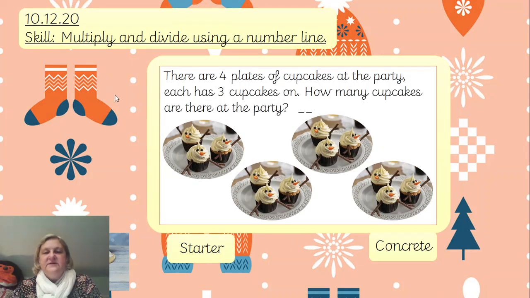And this is your call starter. There are 4 plates of cupcakes at the party, and each plate has 3 cupcakes on it. How many cupcakes are there at the party? And I want you to try and count up in those 3s. Failing that, you can count individually. Pause the video now.